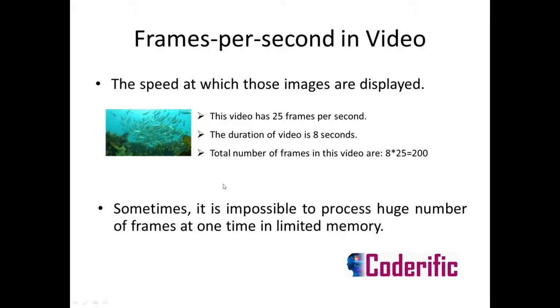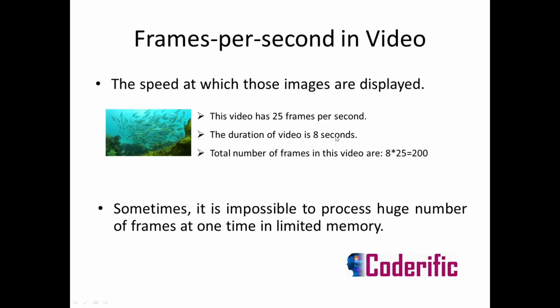What is frames per second in a video? Frames per second represents the speed at which those images are displayed. For example, the video has 25 frames per second and the duration of this video is 8 seconds. So if we want to calculate the total number of frames, we can do that if we know the duration and the frames per second of the video.